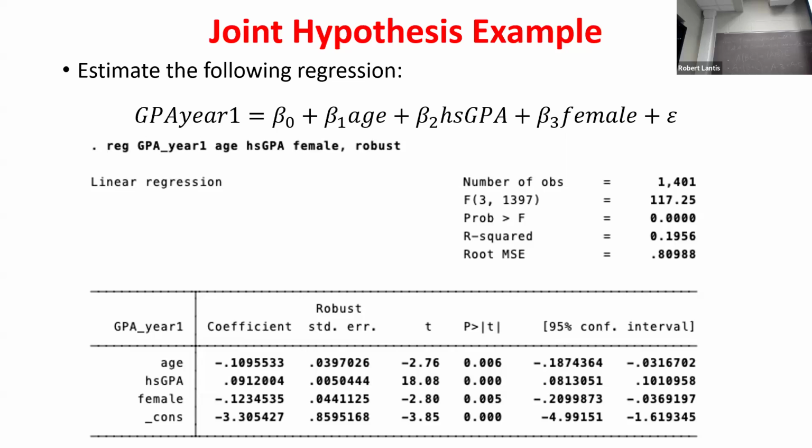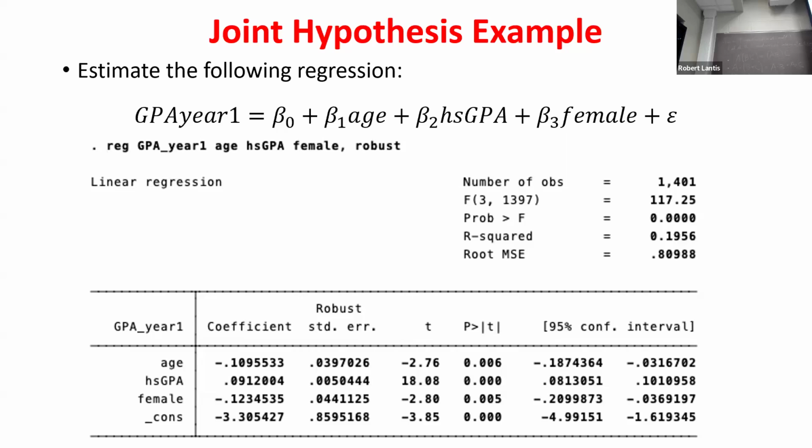Now, if I look at just the individual statistical significance of each one of these variables, which of them could I say have a statistically significant impact on college GPAs in year one? I'm looking at those p-values. So can I say that age has a statistically significant impact? It has a p-value of 0.006. That's less than 0.1, 0.05, and a very strong statistically significant effect.